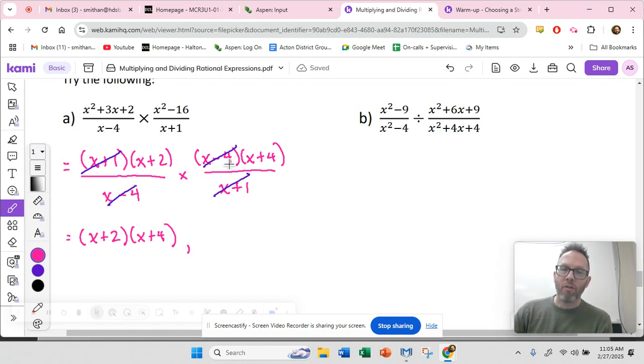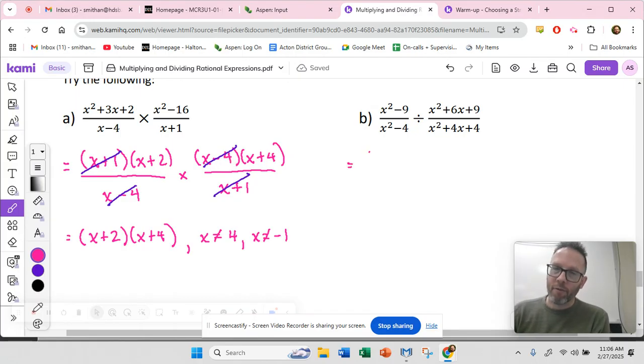Of course, you guys should be used to looking for restrictions. What makes the bottom 0? In this case, 4 and negative 1. Okay, you guys get that too? I'd say that one was a pretty tame one. In B, we have to do a bit of factoring.